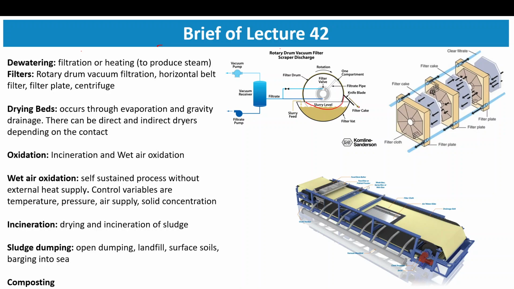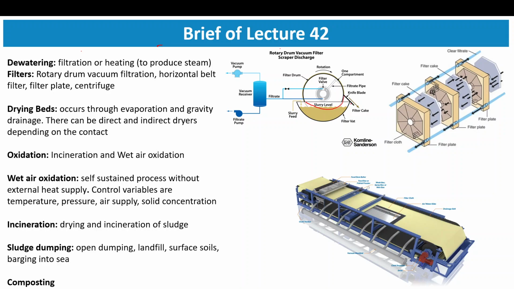So this layer is known as the filter cake layer. Now, if this cake layer gets thicker and thicker as time progresses, it will provide resistance for the water to flow inside. So what we do is scrape this cake off after this particular rotation.